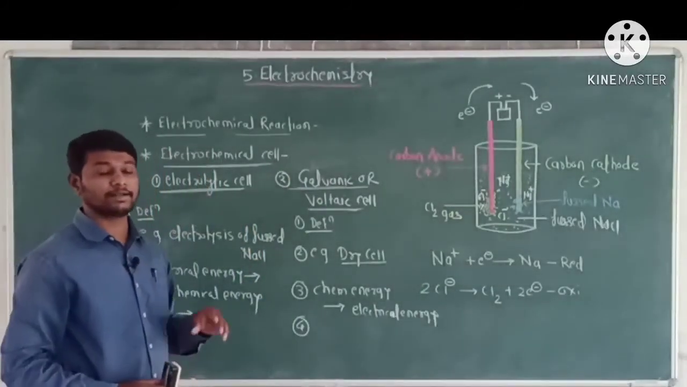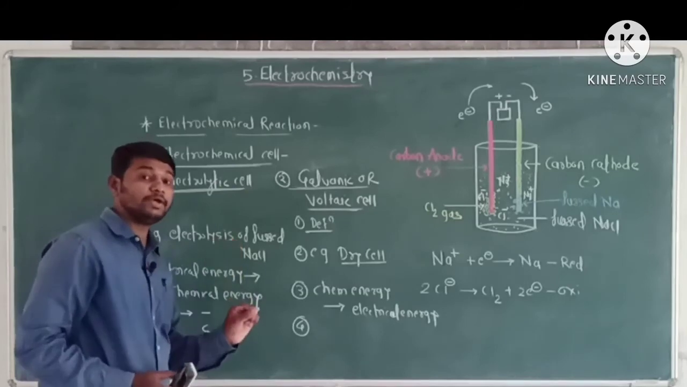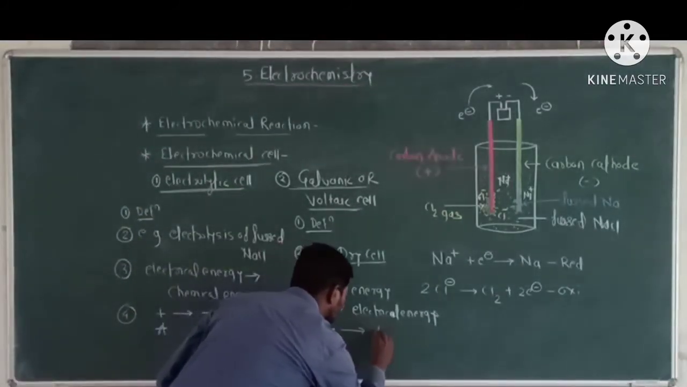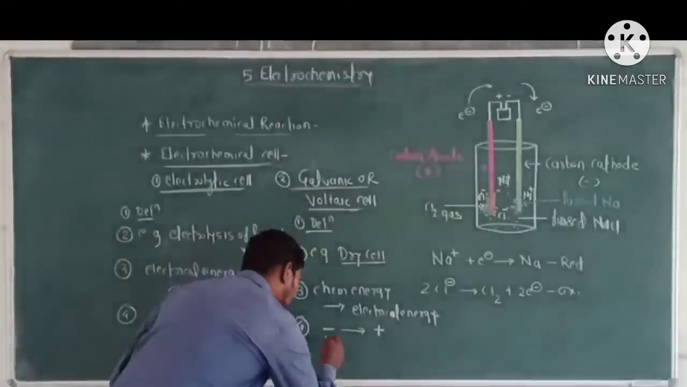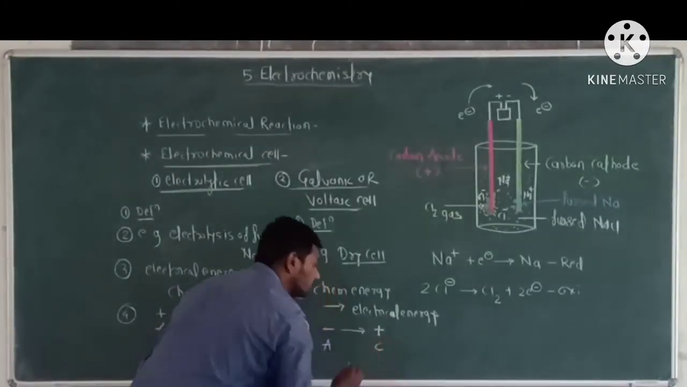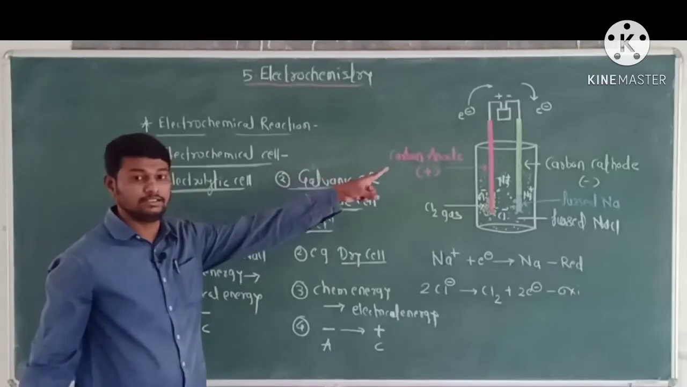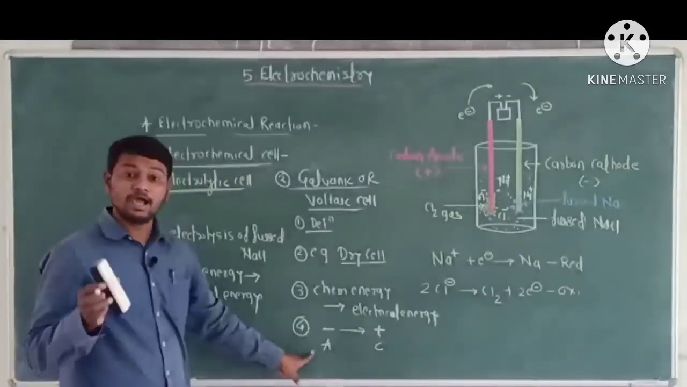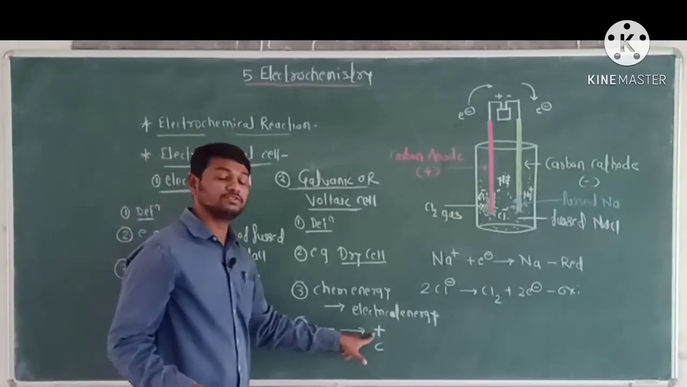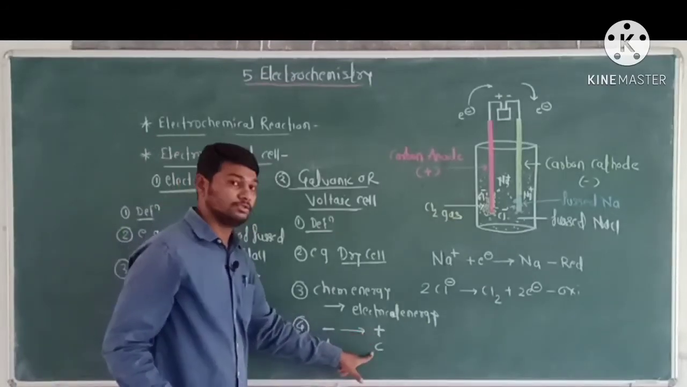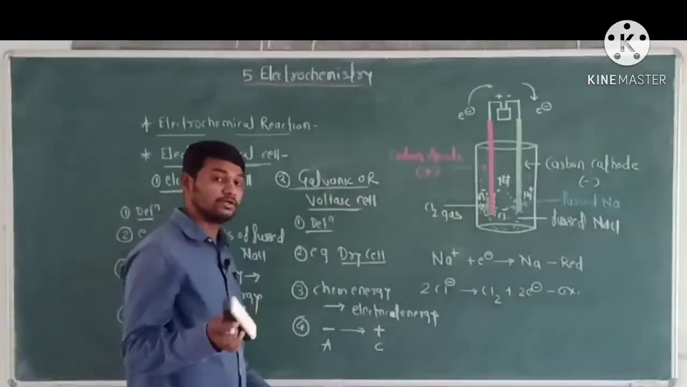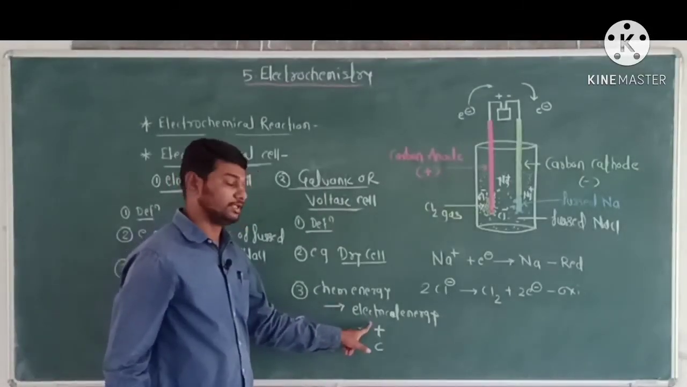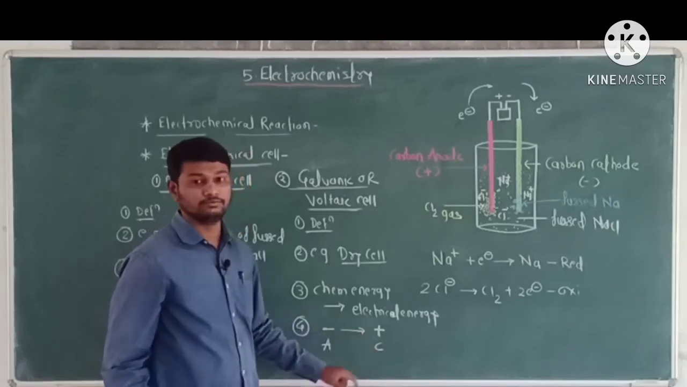Okay, now in case of galvanic cell, the electrons are transferred from negative end to positive end, that is from anode to cathode. That means in a galvanic cell, the negative end acts as the anode, while the positive end acts as the cathode. That is, in a galvanic cell, the electrons are transferred from negative end to positive end, that is from anode to cathode. Okay.